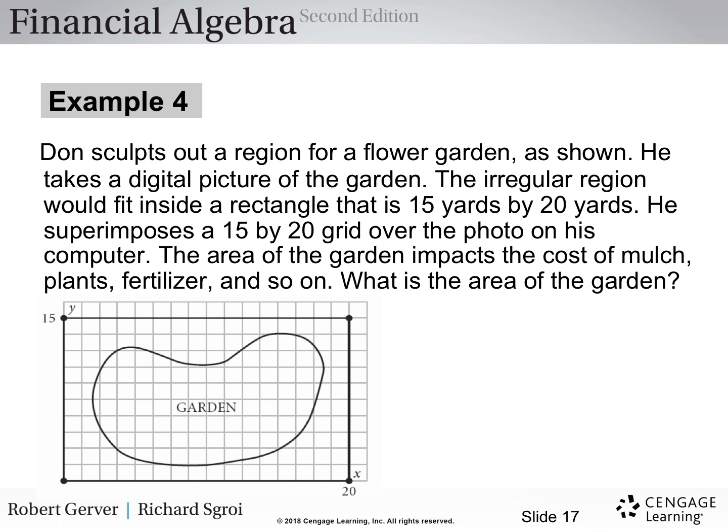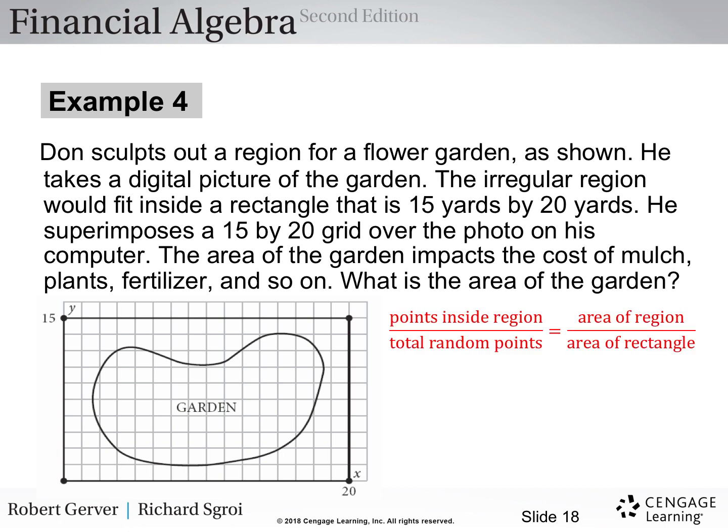Okay, so we got a very irregularly shaped area that we need to find. Well, if we use this proportion where we have points inside the region divided by the total random number of points in the rectangle is equal to the area of the region over the area of the rectangle. So we can use this proportion to get an approximation for the area.